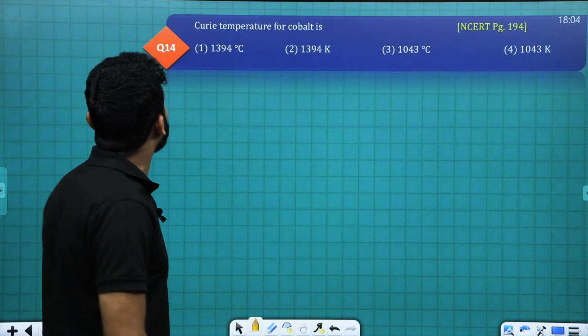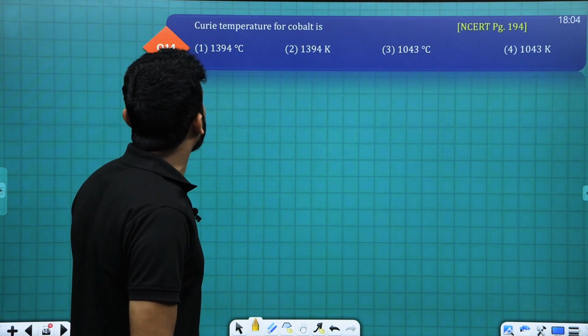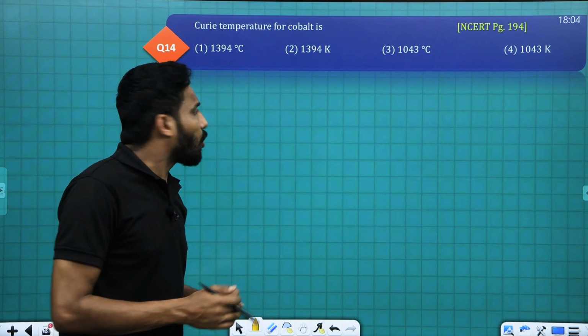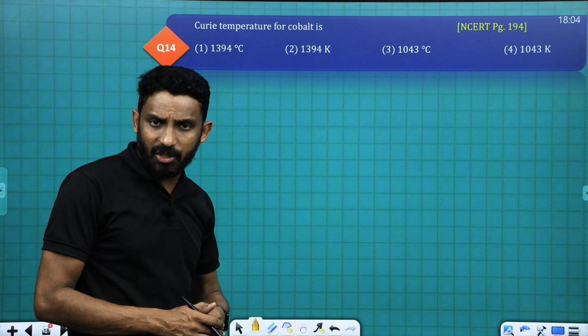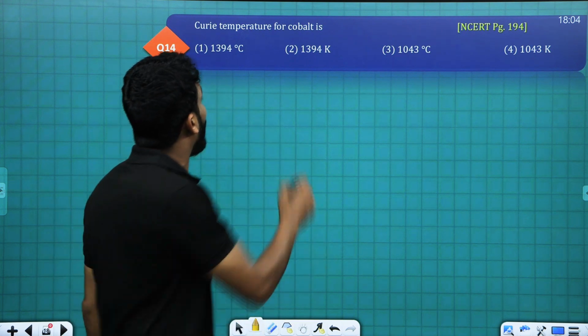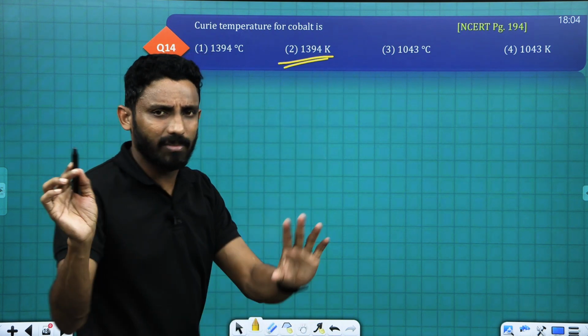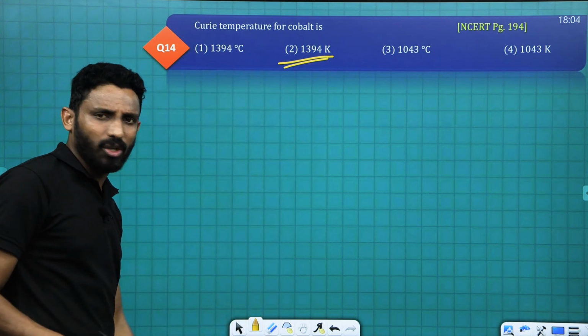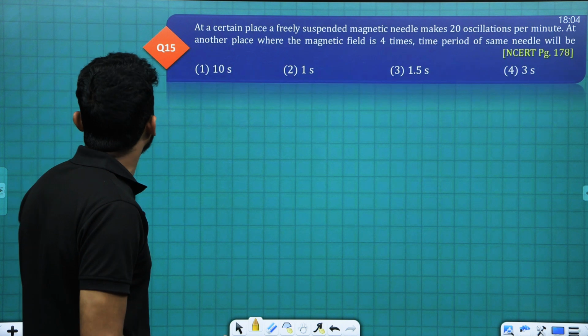Good. 14th, Curie's temperature for cobalt is. No need of by-hearting this. This is just a question. You just read it and leave it. Curie's temperature for cobalt, this is the answer, 1400 Kelvin. Just read it and leave it. It's not going to be asked in any exam.